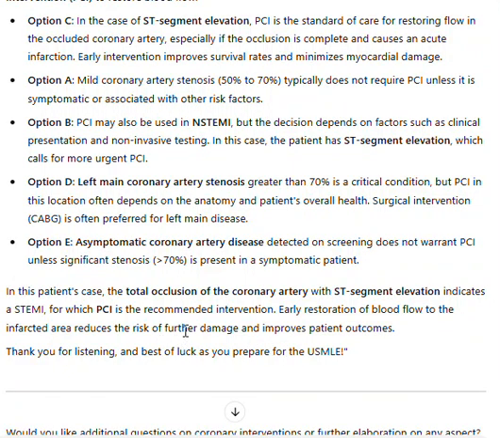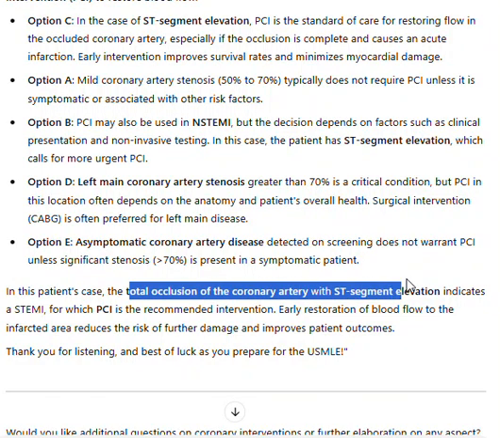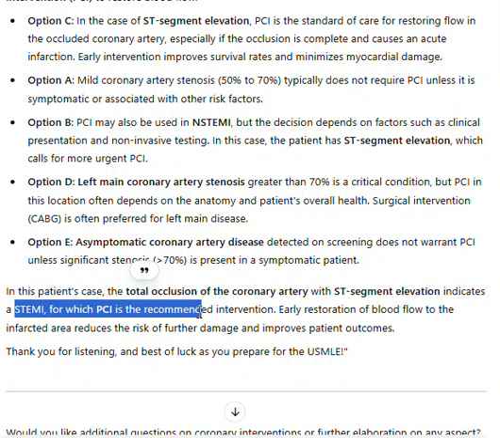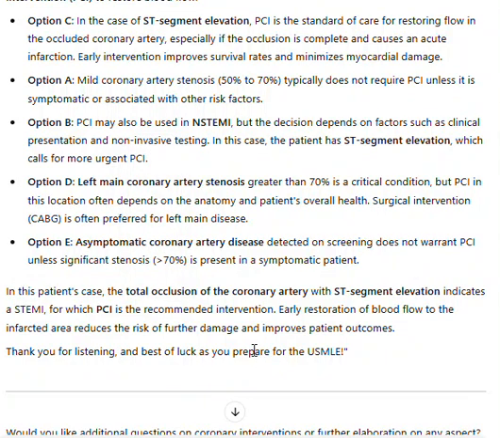In this patient's case, the total occlusion of the coronary artery with ST segment elevation indicates a STEMI, for which PCI is the recommended intervention. Early restoration of blood flow to the infarcted area reduces the risk of further damage and improves patient outcomes.